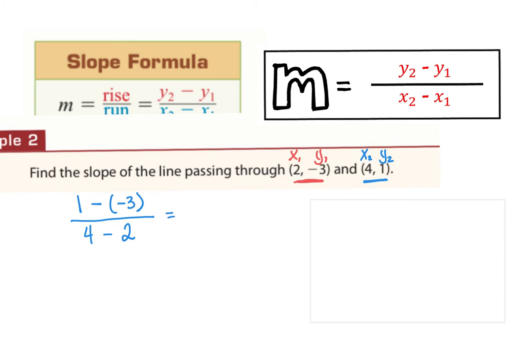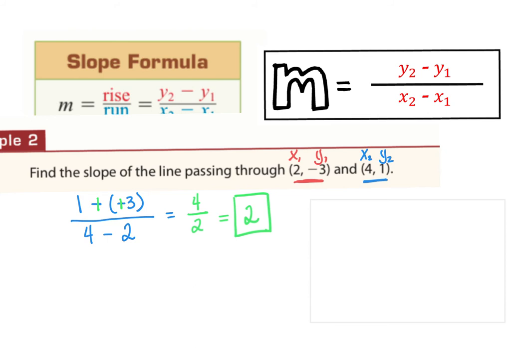Now, 1 minus a -3, remember a subtraction is adding the opposite. So in the numerator position, I have 1 plus 3, which gives me 4. In the denominator, I have 4 minus 2, which gives me 2. I want this in simplest form. What's the simplest form of 4 over 2? Yeah, it's just 2. That is my slope, okay?